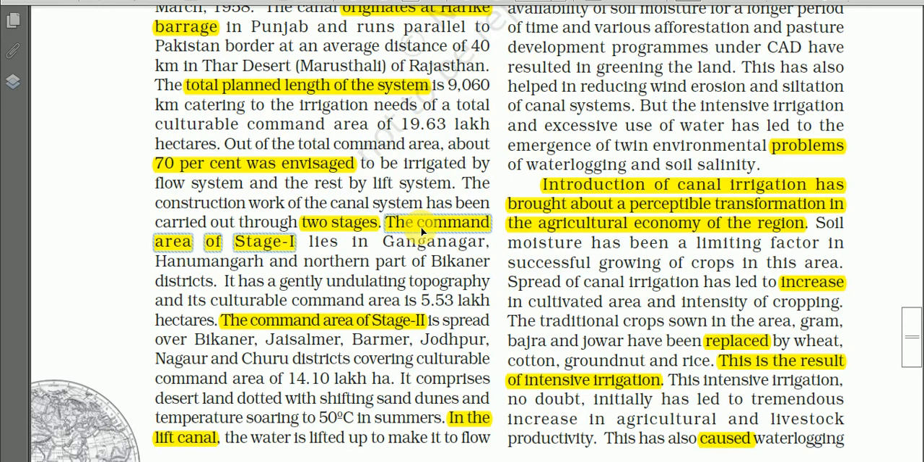The command area of stage one lies in Ganganagar, Hanumangarh, and the northern part of Bikaner districts, and it has undulating topography, and its cultivable command area is 5.53 lakh hectares. Stage one will irrigate 5.53 lakh hectares of land, and this area has a gently undulating topography, meaning not uniform, not smooth. Ups and downs are there, the ground is rolling. And stage one covers Ganganagar, Hanumangarh, and the northern part of Bikaner.